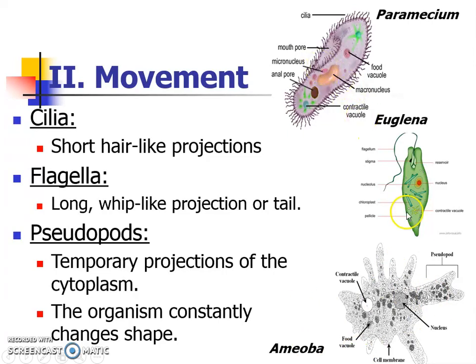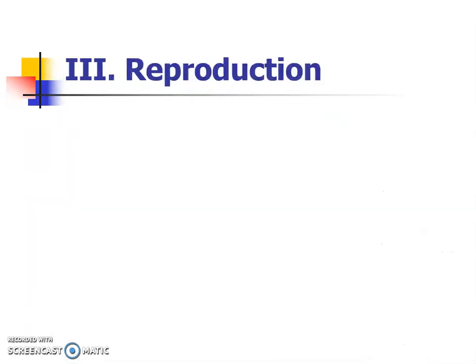If I look at each of these organisms, notice that I see a nucleus, and I see other organelles. That tells me that it's complex, it's a eukaryote. It's definitely a protist, not a bacteria.